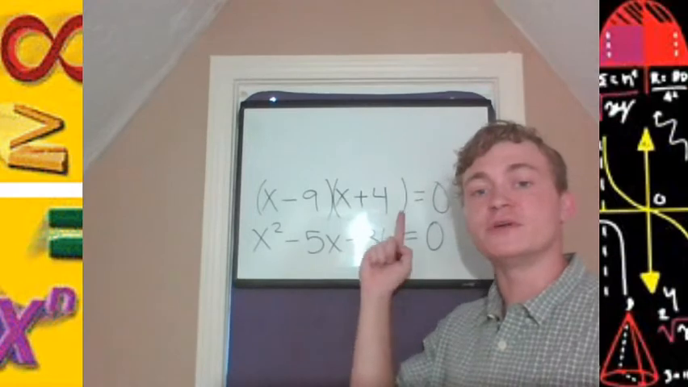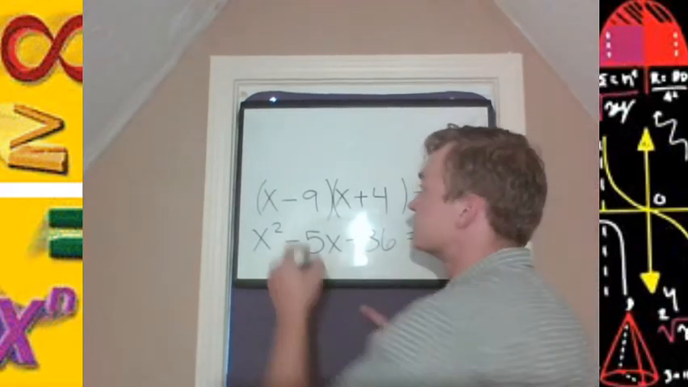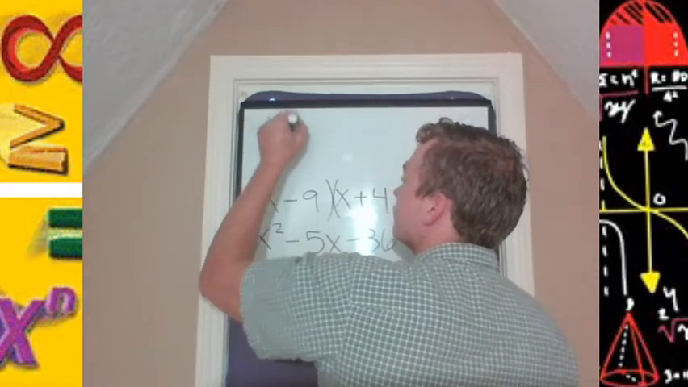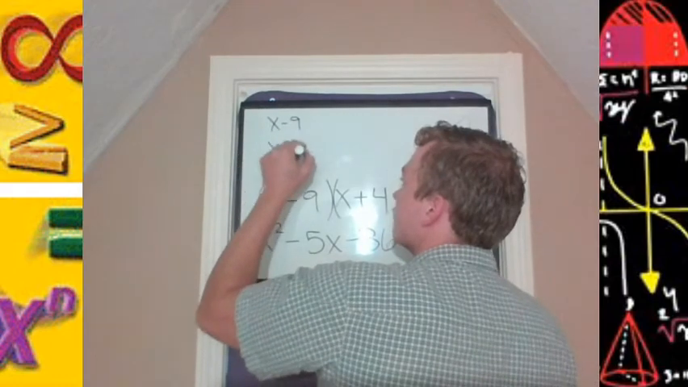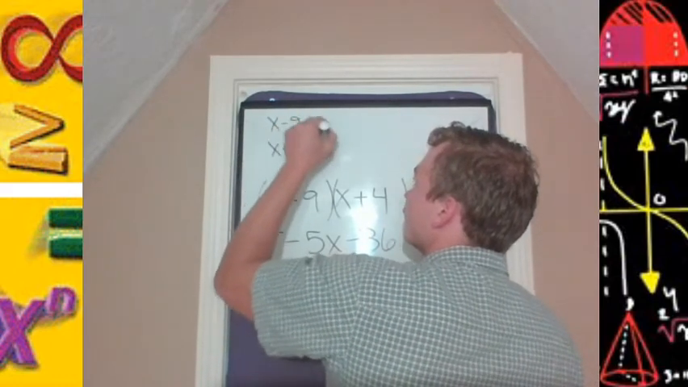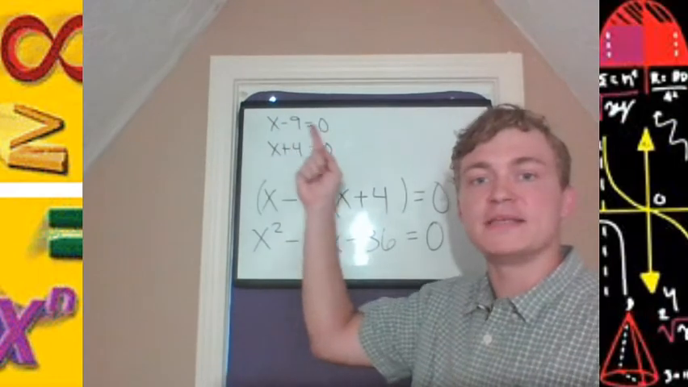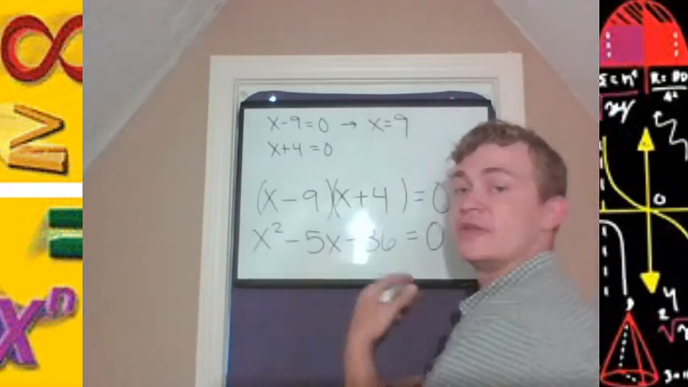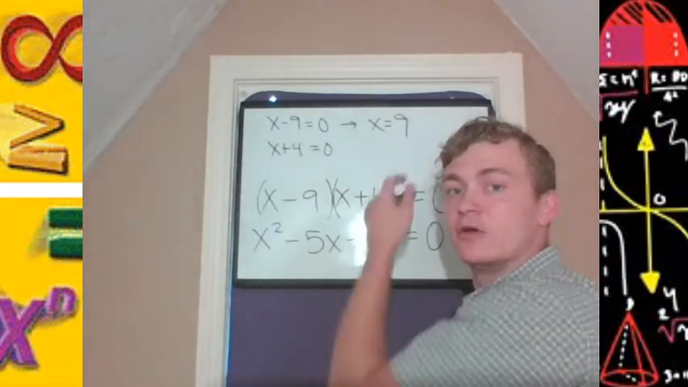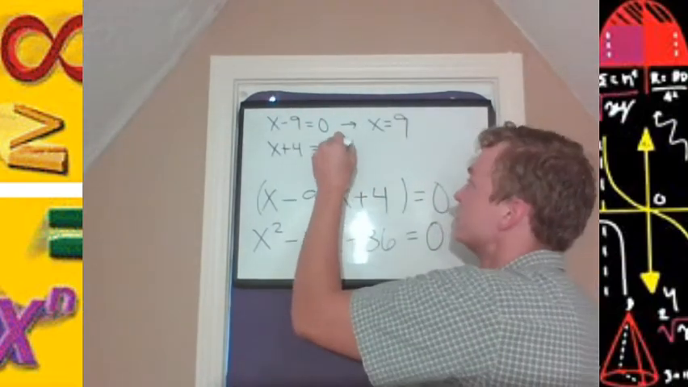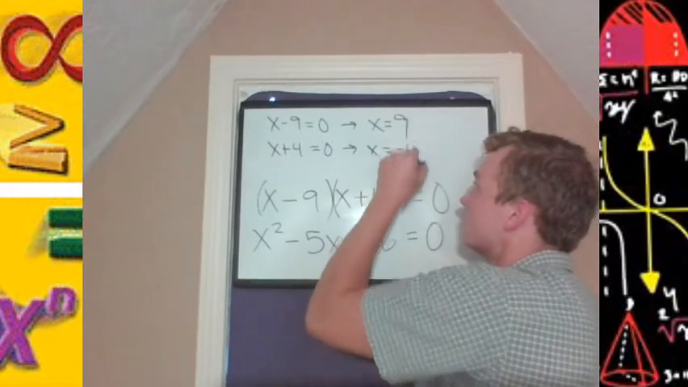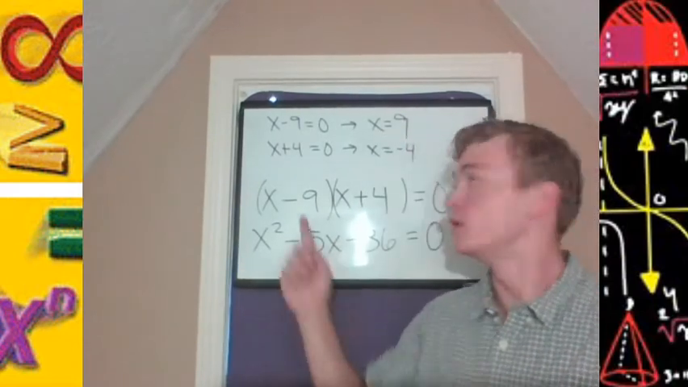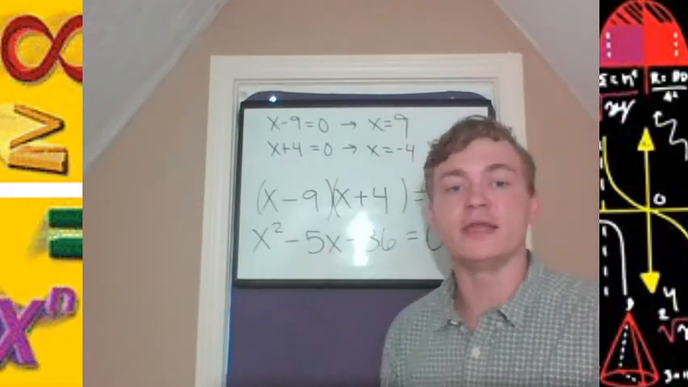These factors equal 0, so set the factors equal to 0 and solve for x. If x minus 9 equals 0, then x must equal 9 because we add 9 over. If x plus 4 equals 0, then x must equal negative 4 by subtracting 4 on each side and getting x by itself.